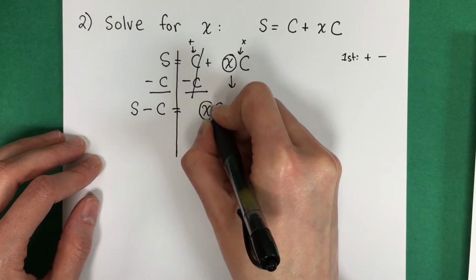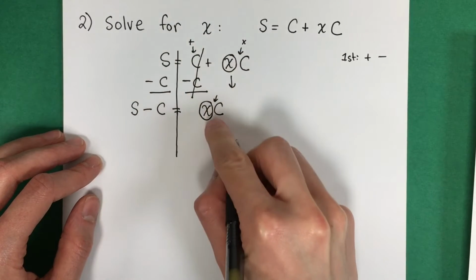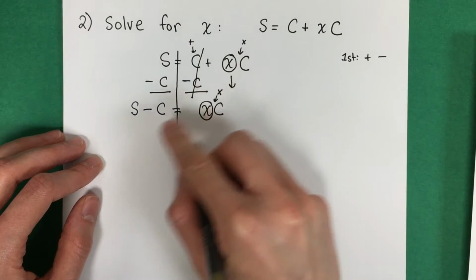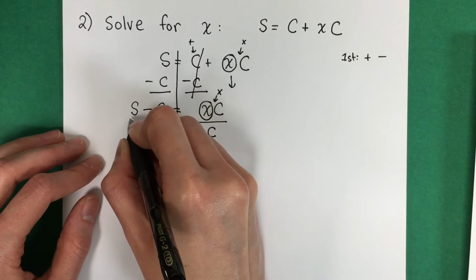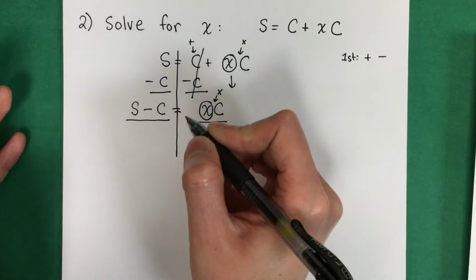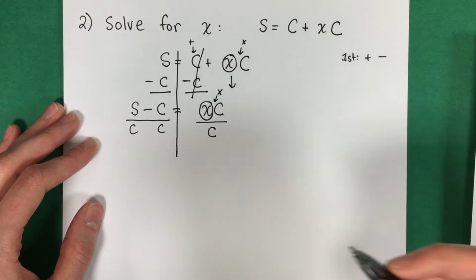Circle X. What is with X? C. What's in the middle? Nothing, so that's multiply. The opposite of multiply, divide by C. And divide all of this by C. Or you can do each one by C. We'll do each one by C. So C, C. Okay? All right.